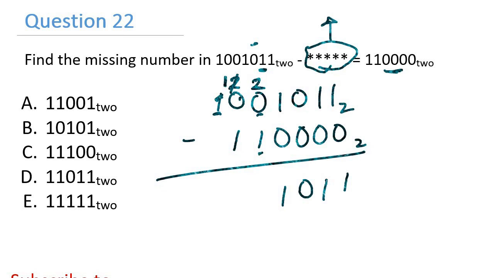So 2 minus this one is 1. This one that is left minus 1 is nothing, it's 0. So my answer is simply this, which is 11011 base 2. Among the options, D is the right answer. Is that clear? Yes. Alright, the next question is question 23.